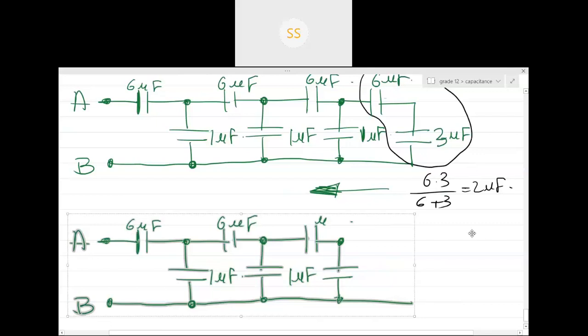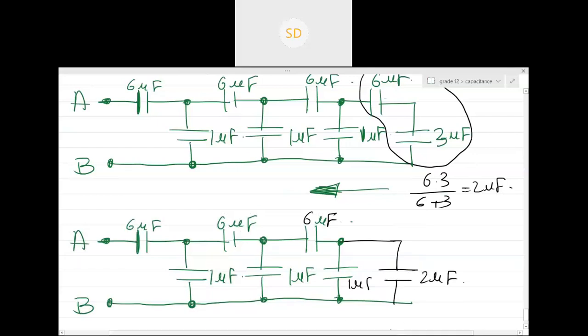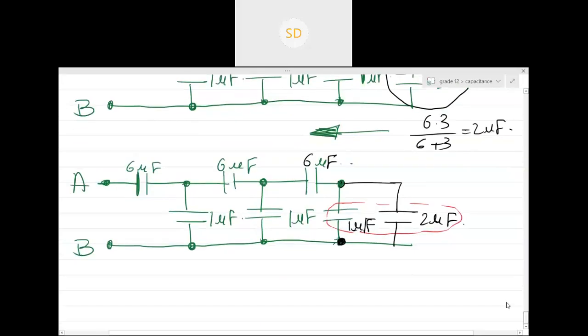This was 6 microfarad. This was 3 microfarad. Basically, when you combine those two, you got how much? 2 microfarad. Right or wrong? Yes or no, guys? Yes, sir. Now this 1 microfarad, can you see this point and this point? This 1 microfarad and 2 microfarad are connected between these two points. Parallel connection. So basically these two will be parallel. What will be the effective? What will be the effective?